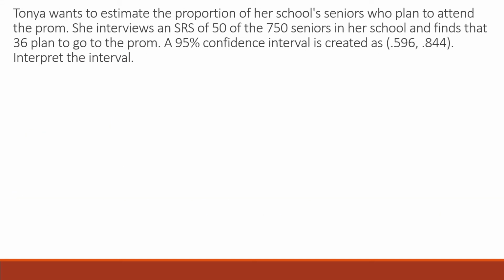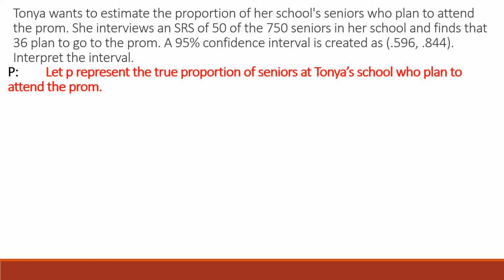And last problem, Tanya wants to estimate the proportion of her school seniors who plan to attend the prom. She interviews a simple random sample of 50 of the 750 seniors in her school and finds that 36 plan to go to the prom. A 95% confidence interval is created as 0.596 to 0.844. Interpret the interval. So define the parameter. Let P represent the true proportion of seniors at Tanya's school who plan to attend the prom.